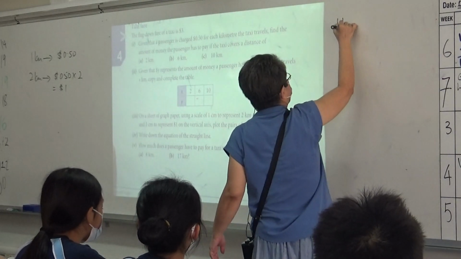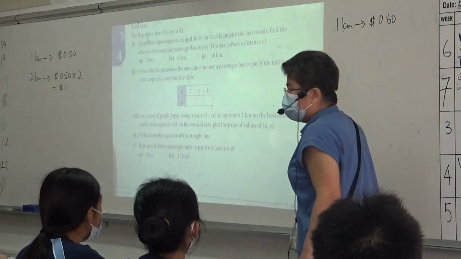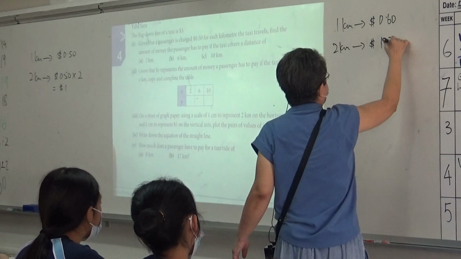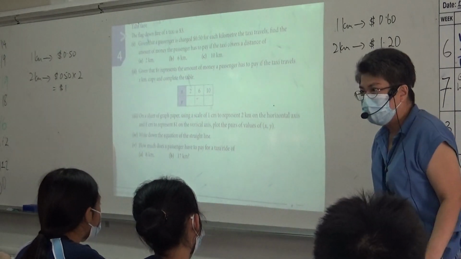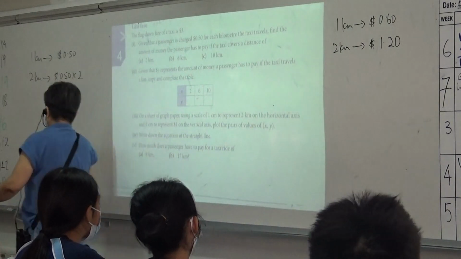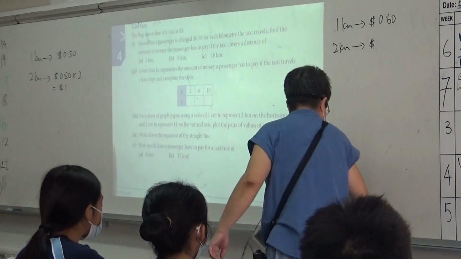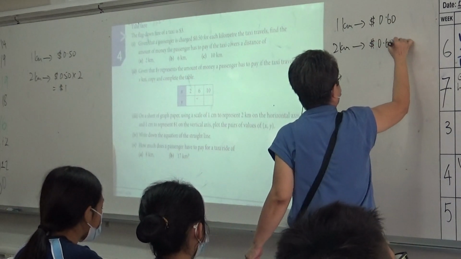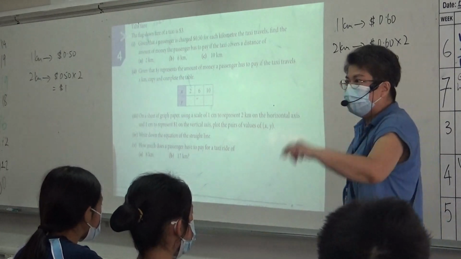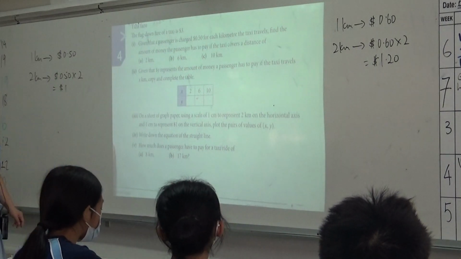Now, those of you which have 1 kilometer, 60 cents, 2 kilometers will be what? $1.20, right? Correct? Yes or no? Of course, you don't straight away write 120. You're going to do this. $1.20, right?